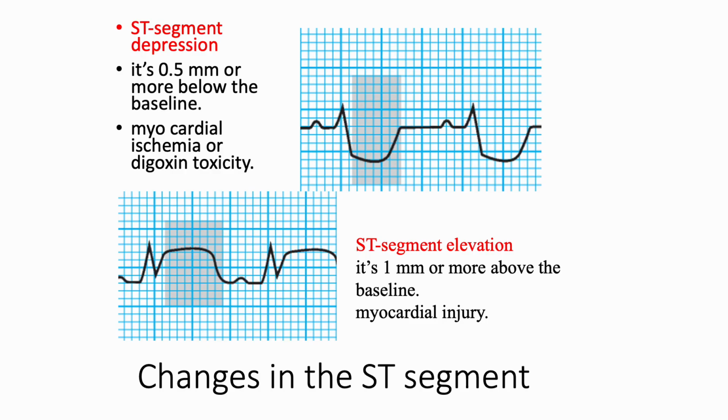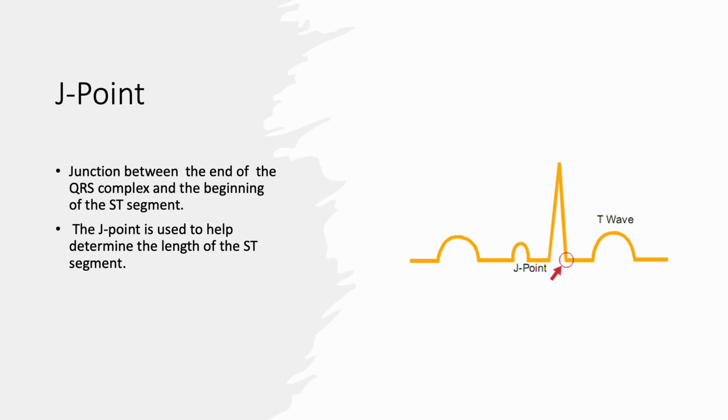1 mm up or down may be considered abnormal. So ST segment depression usually indicates ischemia or digoxin toxicity. ST segment elevation may occur in myocardial injury. The J point is the end of the QRS complex and the beginning of the ST segment, and it is helpful to determine the length of the ST segment.